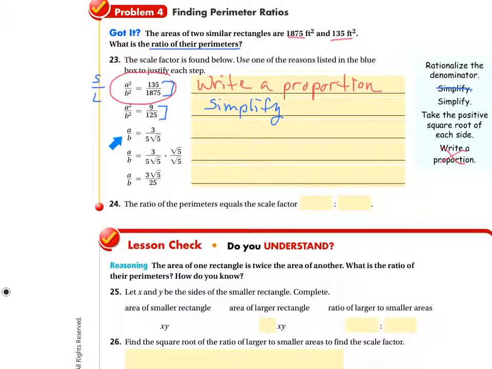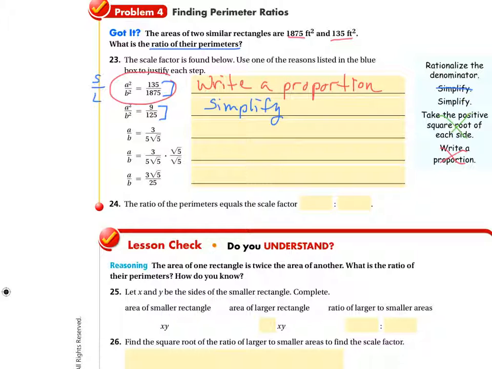This is something new that you haven't necessarily seen before in a proportion. What did they do from here to here? So they took the square root of the a squared and they got a. They took the square root of 9 and got 3. The square root of b squared and got b. And the square root of 125, which is 5 times 5 times 5, that simplified as 5 rad 5. And so we are going to take the positive square root.